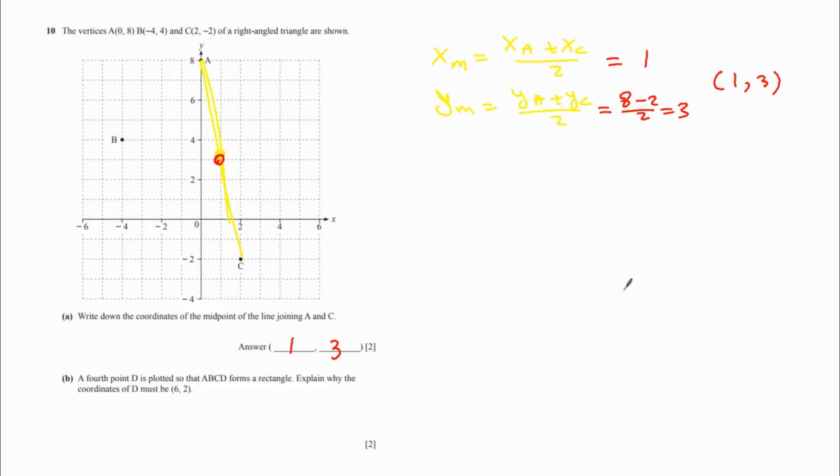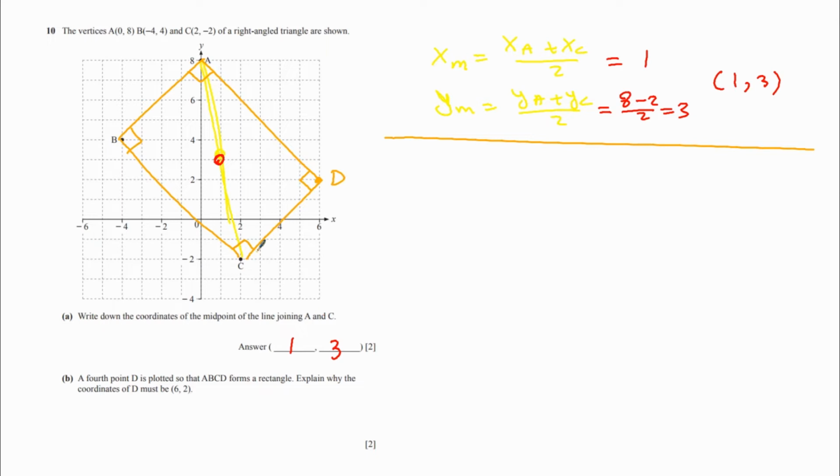Okay, part B. A fourth point D is plotted so that ABCD forms a rectangle. Explain why the coordinates of D must be 6 and 2. So 6, 2 is this point, and this is point D. Why is ABCD a rectangle? There are different ways to do this, but I personally think the easiest and most straightforward way is that we can just prove that these angles in here are 90 degrees.